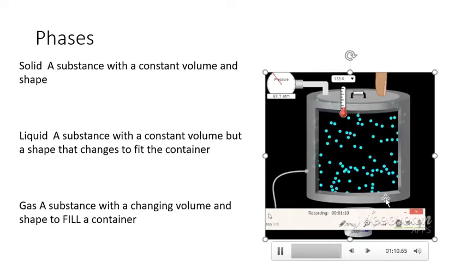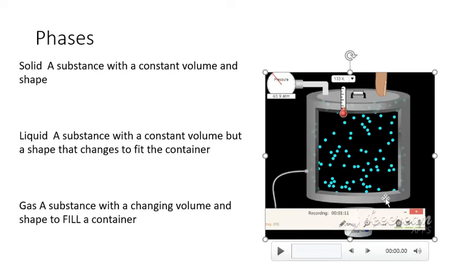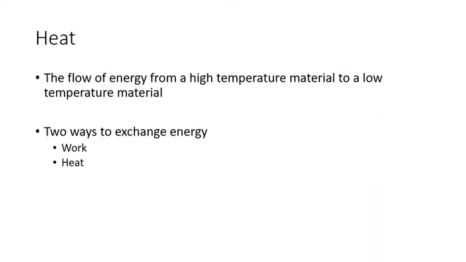So again, temperature. Temperature has to do with kinetic energy, and it also has to do with speed because speed is related to kinetic energy. Heat. Heat is something very different. Heat is the flow of energy from a high temperature material to a low temperature material, right? It is a flow of energy. One thing gains energy, one thing loses energy.